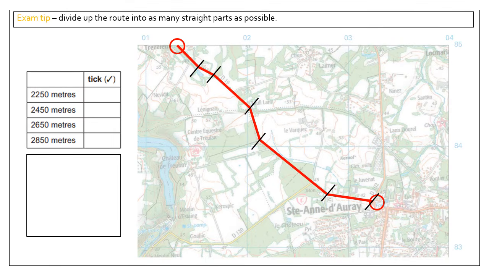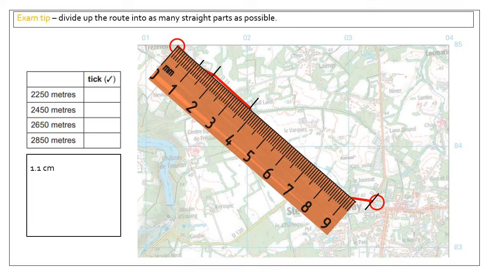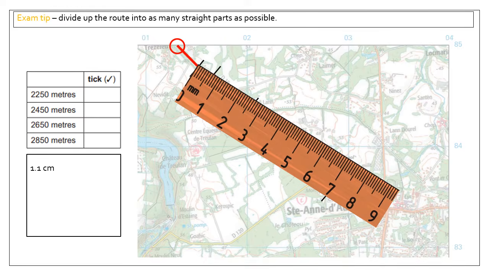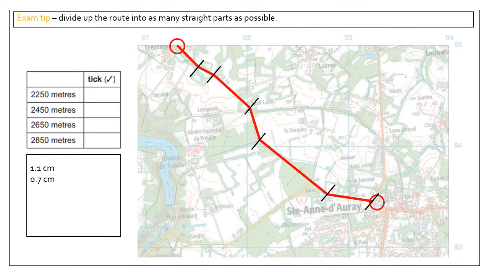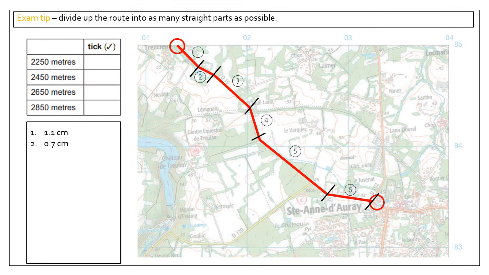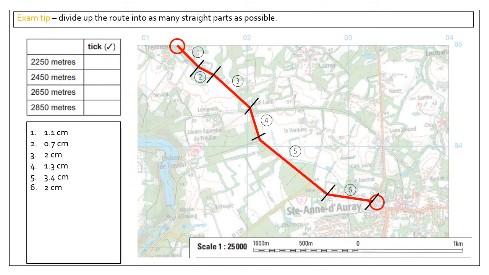Once I've drawn on those straight points and I've divided them up, I would then start taking out my ruler and measuring them. So for the first area, it comes to about 1.1, and for the second area, it comes to about 0.7 centimetres. So I'm going to mark that down. I'm going to keep on going with my ruler, and so I would get 2 centimetres, 1.3, 3.4, and 2 centimetres again. I'm going to add those up and then check my scale.